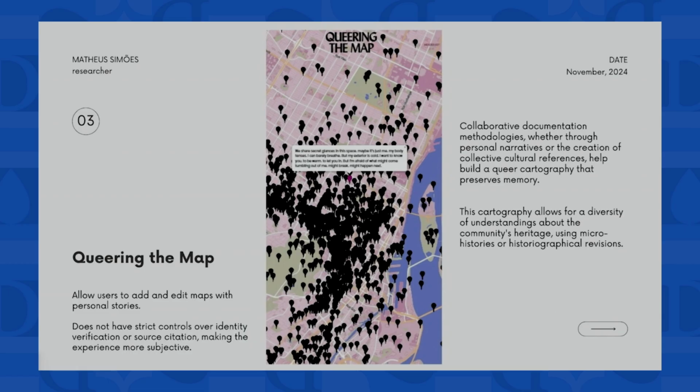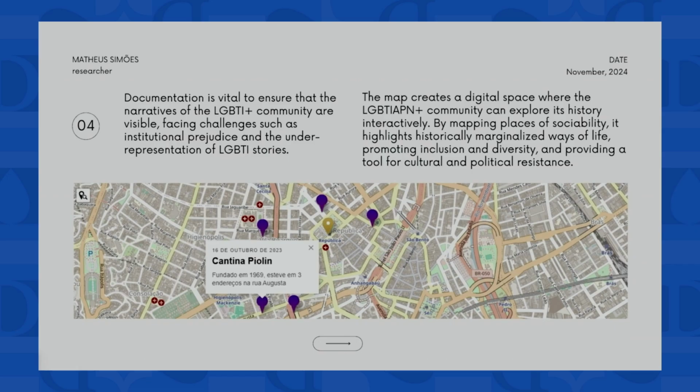Collaborative documentation methods through personal stories or shared cultural references help build a queer map preserving memory. This mapping allows diverse understandings of community heritage using microhistories or historiographical revisions. Documentation is crucial to make LGBT plus narratives visible, facing challenges like institutional bias and LGBTI plus underrepresentation.